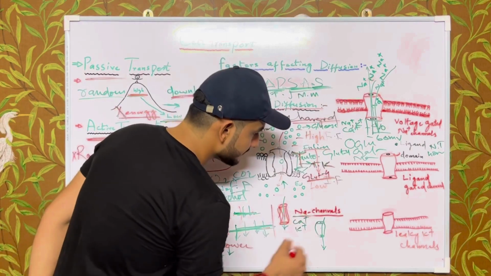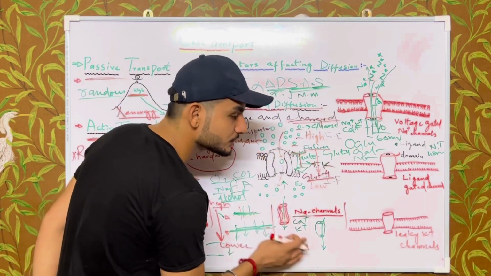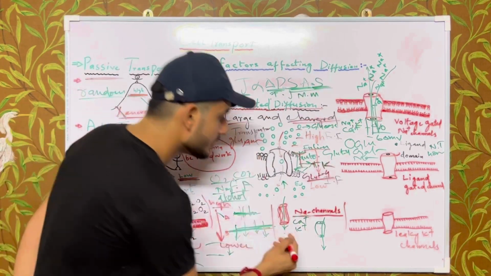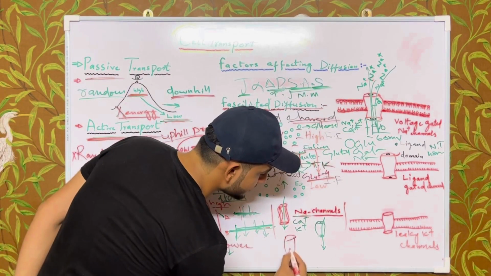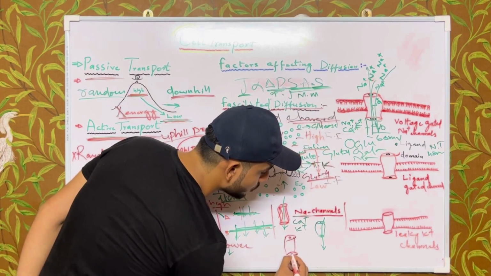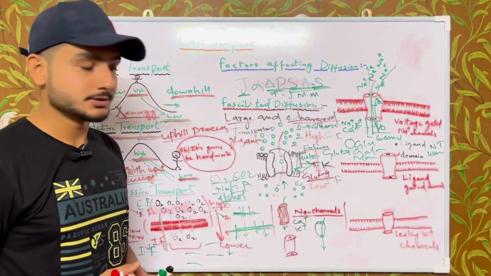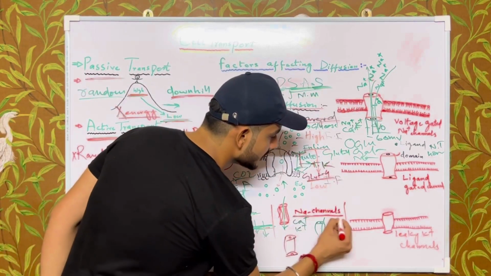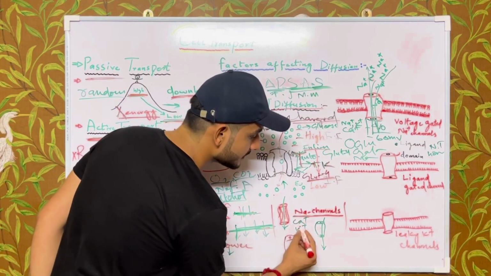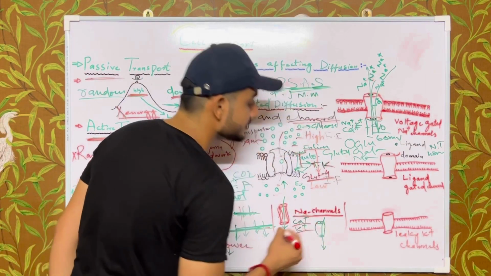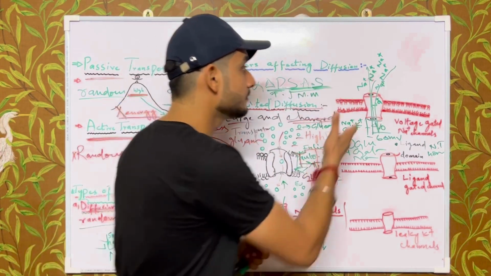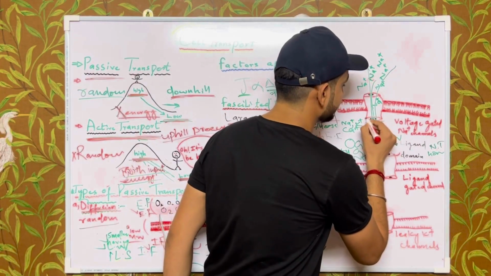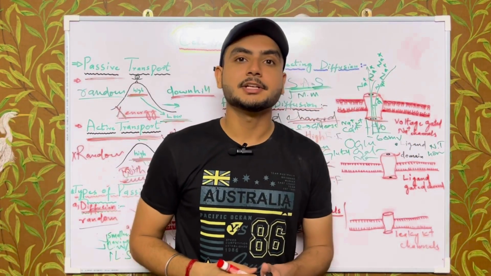There are some channels which are made up of protein and contain tunnels. These channels contain water-filled tunnels. Through these tunnels, ions can move across the membrane. These channels could be sodium channels, calcium channels, or potassium channels as well. There are some channels which contain gates. These gates are sensitive to the voltage.